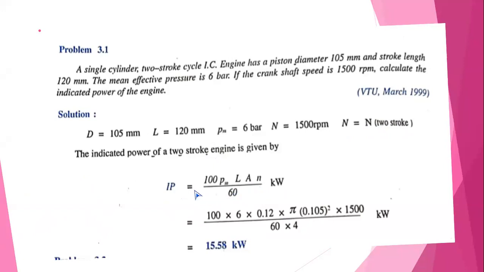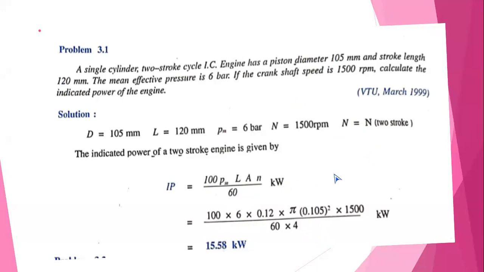All of you substitute the values available in the problem. IP equals PMLAN divided by 60. Mean effective pressure is 6. The stroke length is in millimeter, so convert that into meter, 0.12. And A is the area of the piston. You have the diameter, so convert that into area of the piston or area of the cylinder: pi d square by 4.